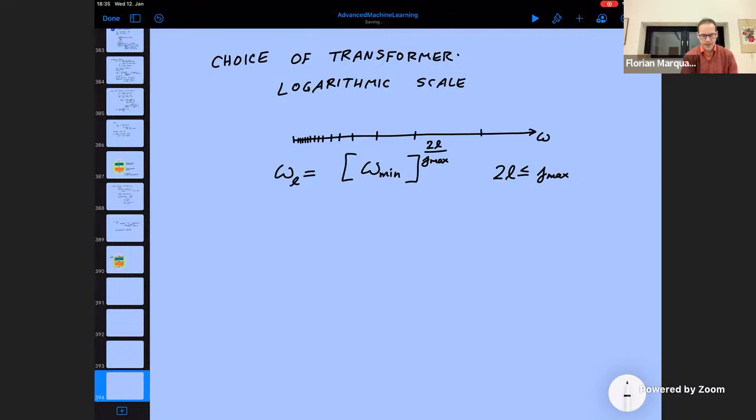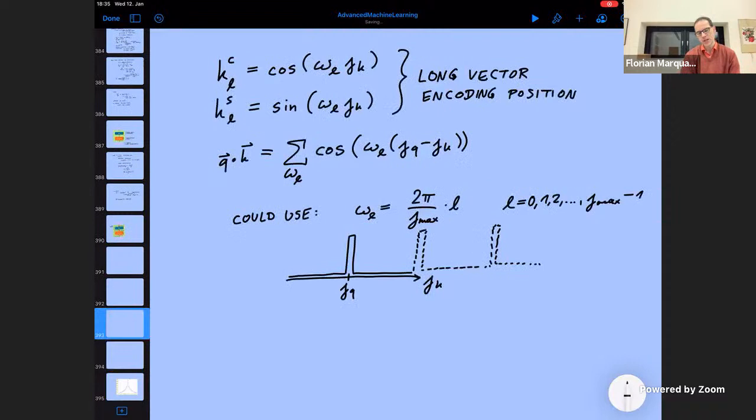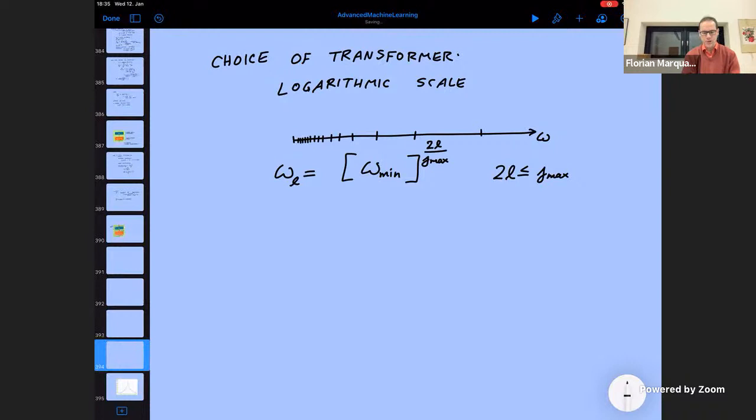And I can show you what is the outcome of the scalar product between key and value in this case. Remember that if we had equally spaced frequencies, we would have a kind of delta peak only sitting at one spot. Now, if we have this logarithmic scale of frequencies and we add up all the cosine of omega times the position difference, what we get is no longer a delta peak, but we still get a fairly sharp peak.